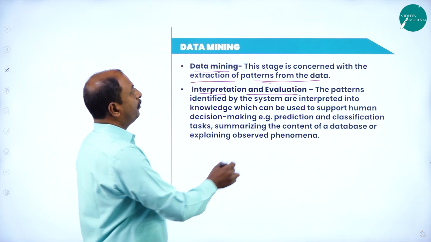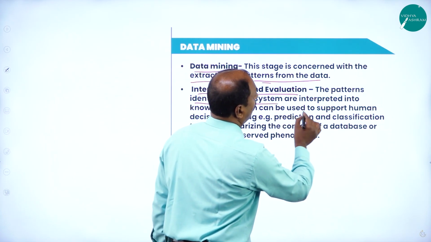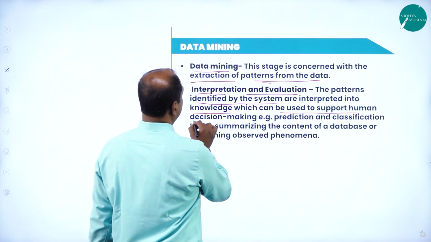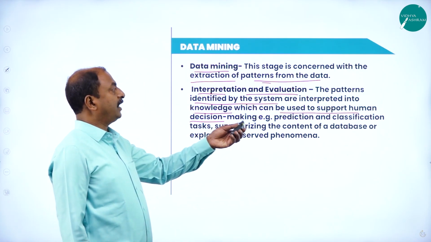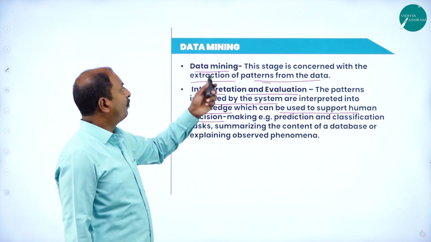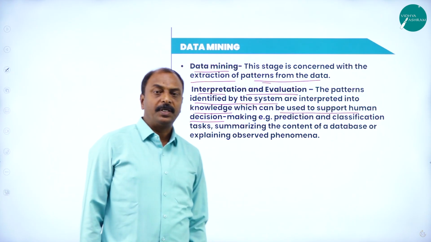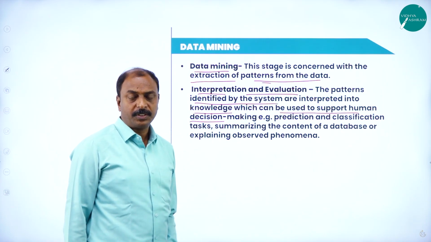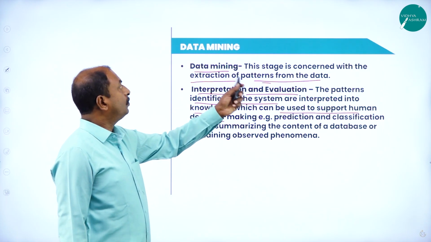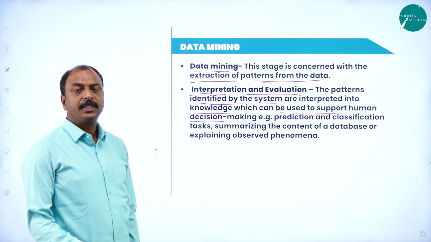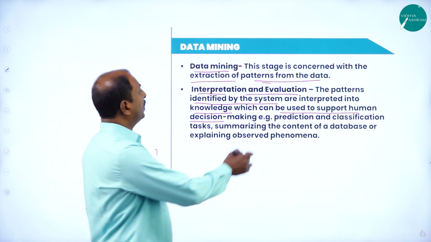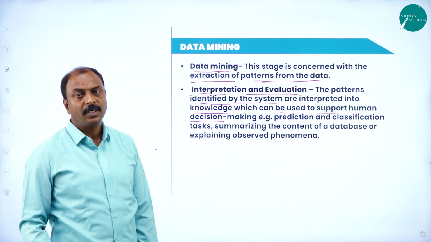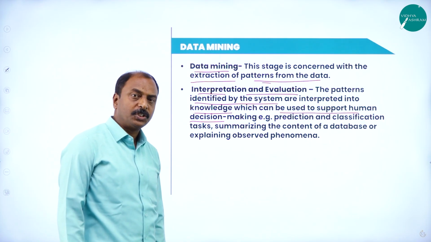Here the pattern identified by the system is interpreted into knowledge which can be used to support human decisions. Whatever design or data mining product we get at this stage has to be interpreted to the user effectively. That is interpretation and evaluation. Otherwise there is no meaning to data mining. Whatever the data mining result, the pattern we get from this stage, it has to be conveyed to the users as knowledge. That is a very, very important stage.